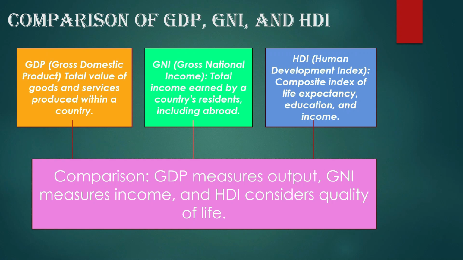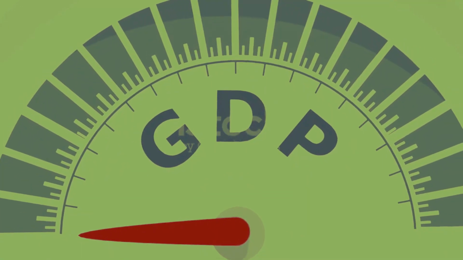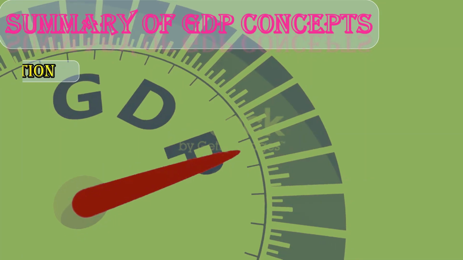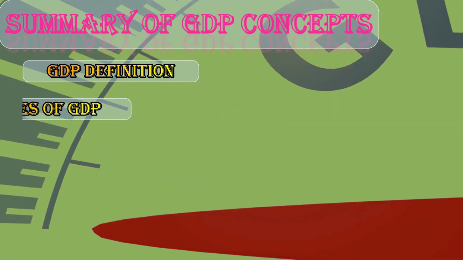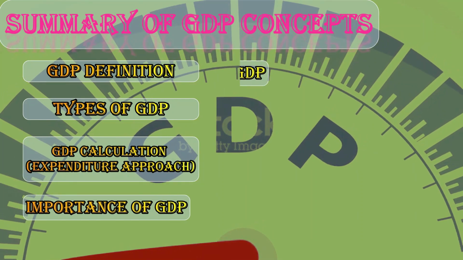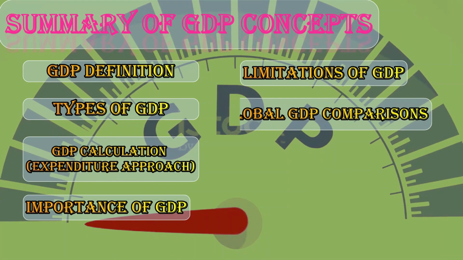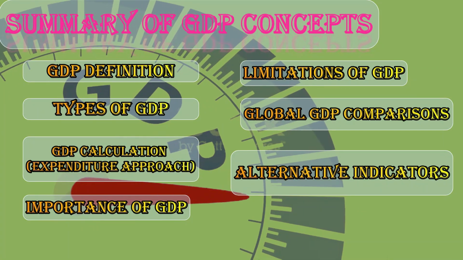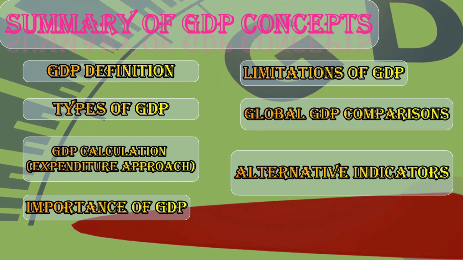So, to wrap up, GDP is a crucial tool for understanding the size and health of an economy, but it has its limitations. As we've seen, GDP can tell us a lot about a country's economic activity, but we also need to consider other factors when evaluating well-being and growth.